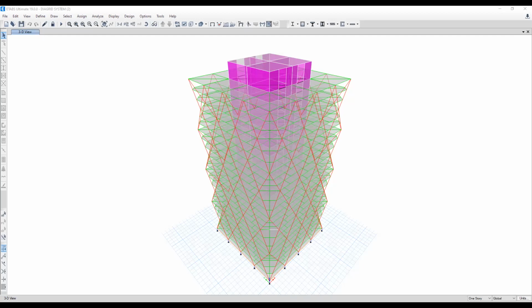Here you can see the extra factor in this conventional structure: we have put in this shear wall. Why? Because when we did the modal analysis, the result was not satisfactory. That's why we have put this one, right?